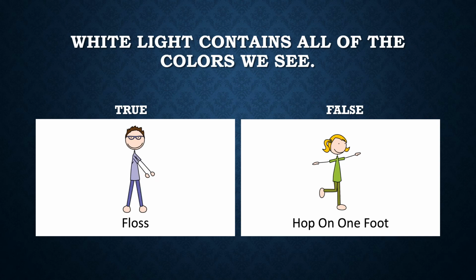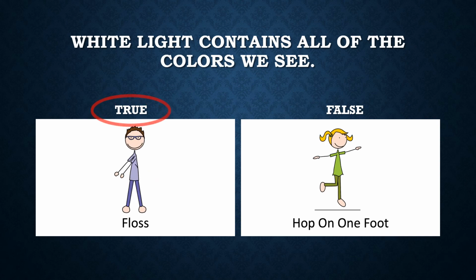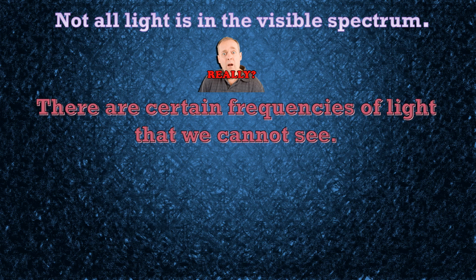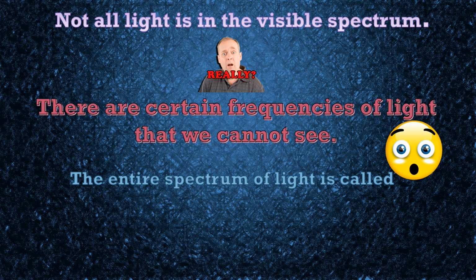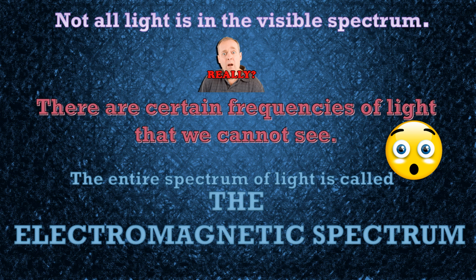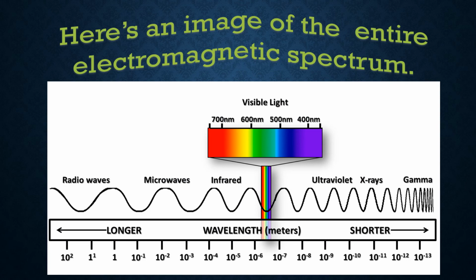And stop. If you were flossing, you chose the correct answer. In case you're wondering, not all light is in the visible spectrum. There are certain frequencies of light that we cannot see. The entire spectrum of light is called the electromagnetic spectrum. Here's an image of the entire electromagnetic spectrum.